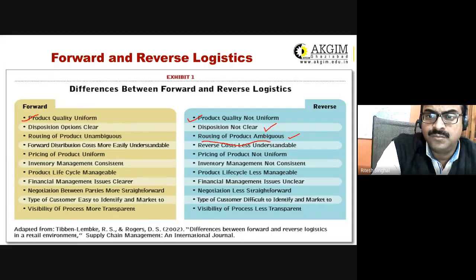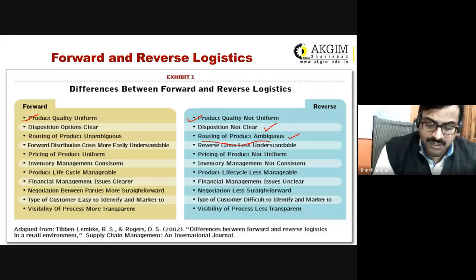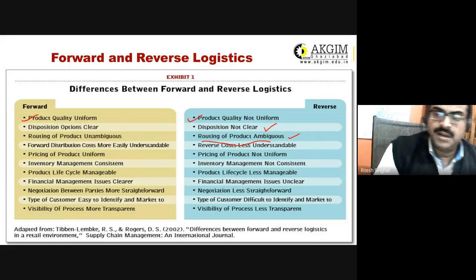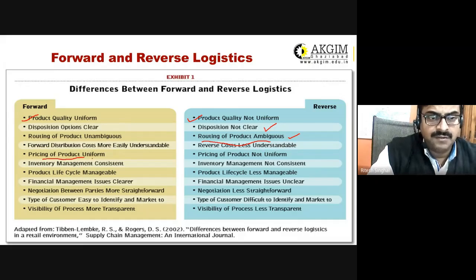How it is to be routed, how the customer is sending something back, and in what route it is to reach the ultimate manufacturer. Forward distribution cost, and here reverse logistics cost is also included. Pricing of the product is uniform, versus not uniform. Obviously, you are returning it, so how much is to be deducted is not defined initially. Inventory management is consistent, versus not consistent. Product life cycle is manageable, versus less manageable. Financial management issues are clear, versus unclear.